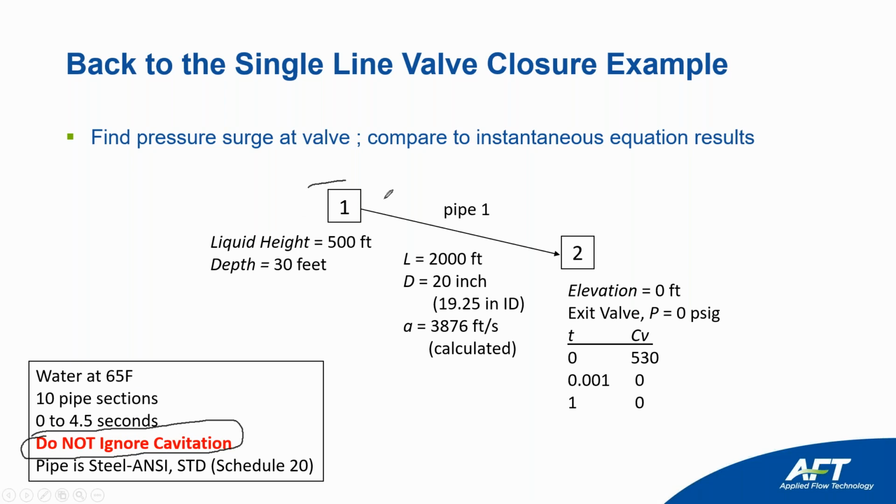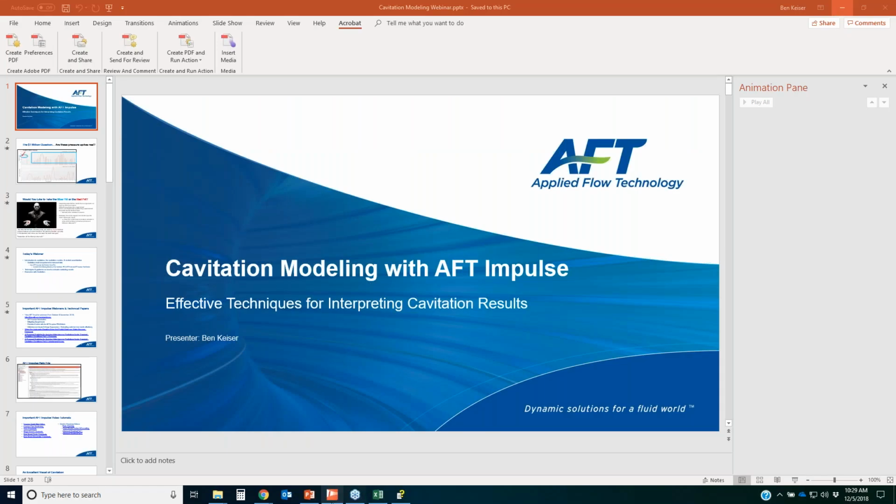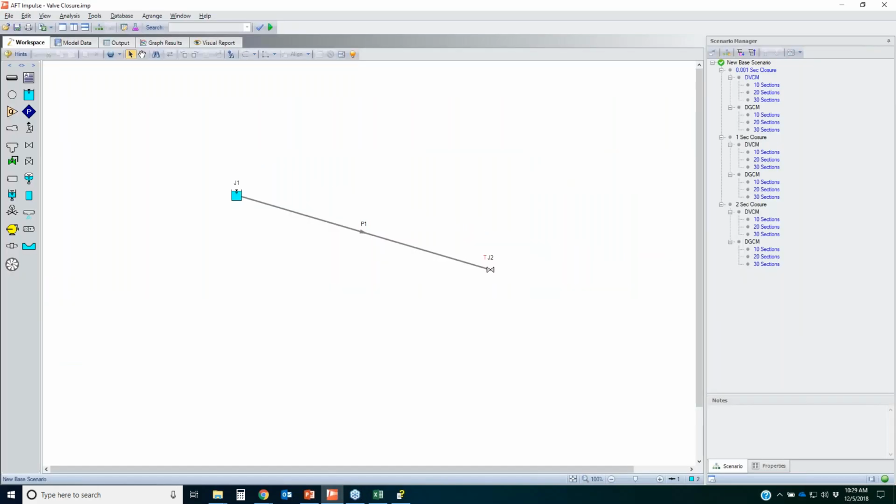So what we have is an upstream reservoir and a discharge valve that's just discharging right into the atmosphere. And the transient is that this valve is closing instantaneously, and we're going to allow cavitation to be modeled, and we're going to take a look at the results. So let me go ahead and jump into Impulse now. So here's my Impulse model.